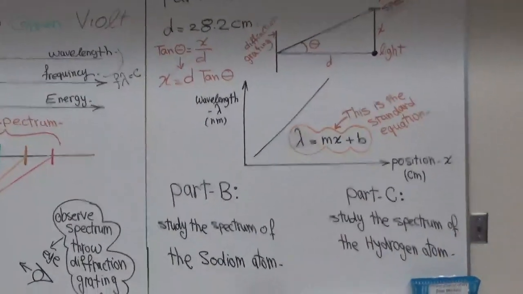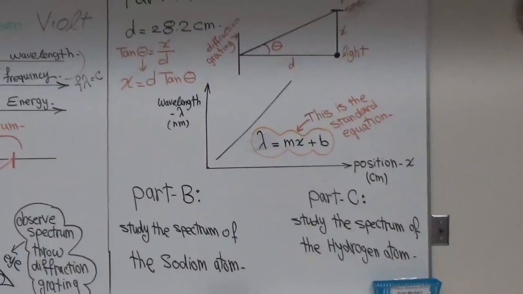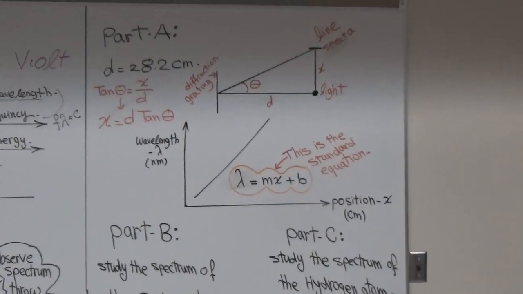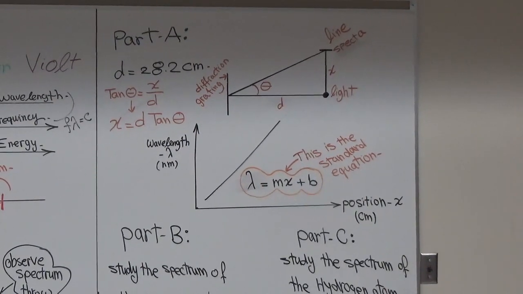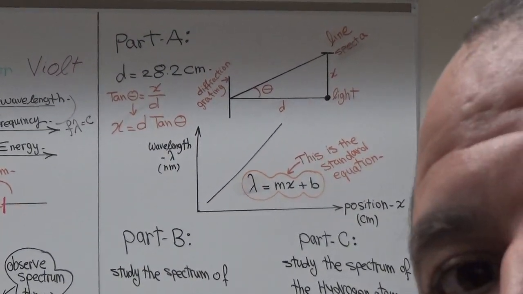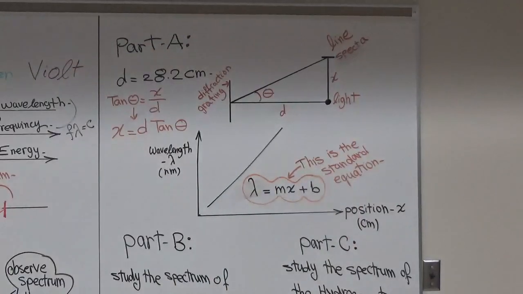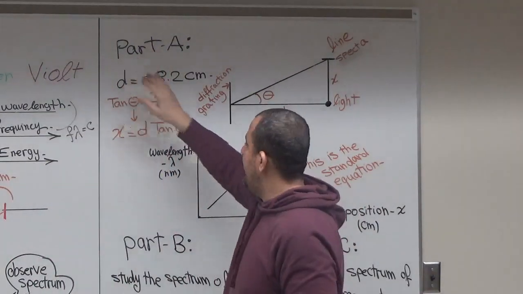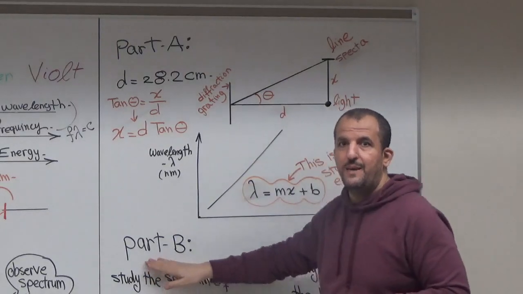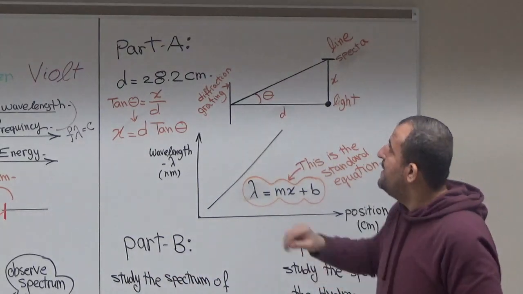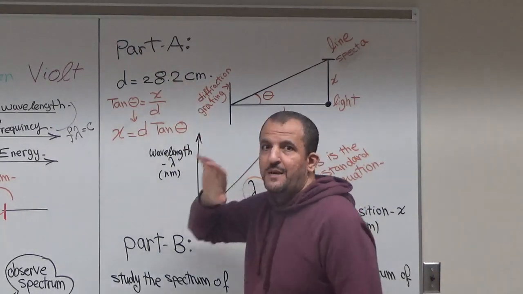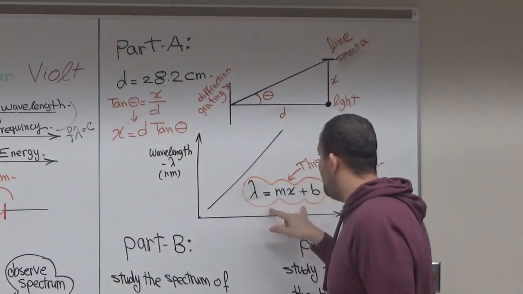I will go again a little bit up, like this, a little bit up, so that's very good. And now, try to explain part A and part B and part C. So in part A, from this experiment, guys, you need to create a standard equation.